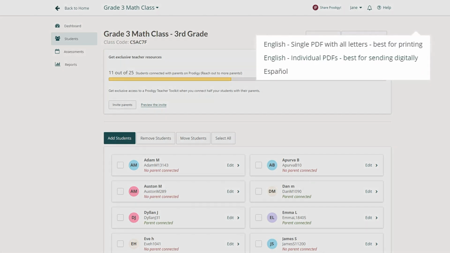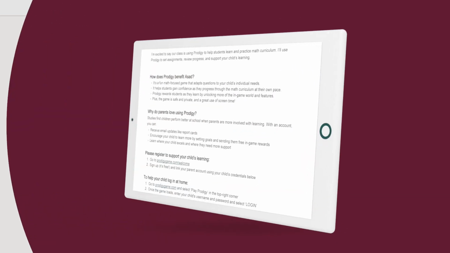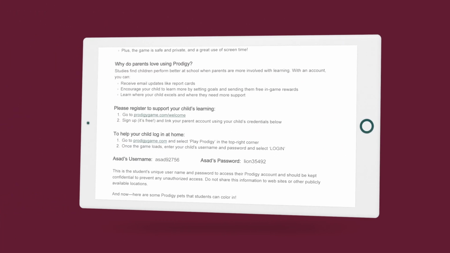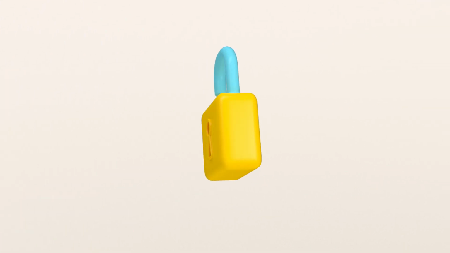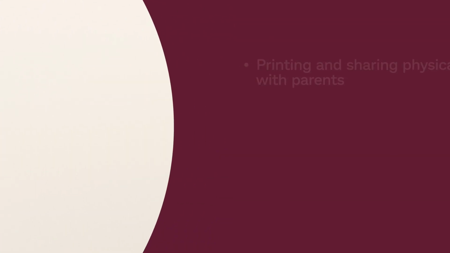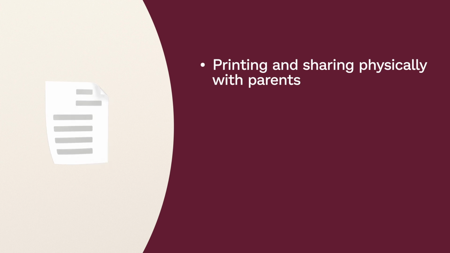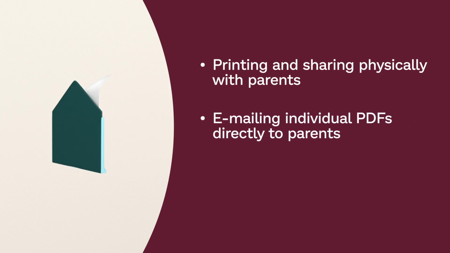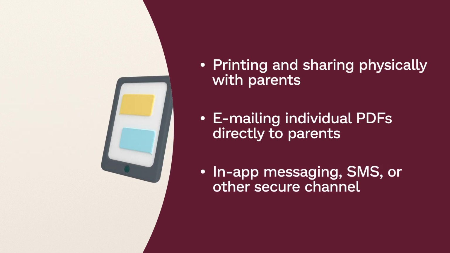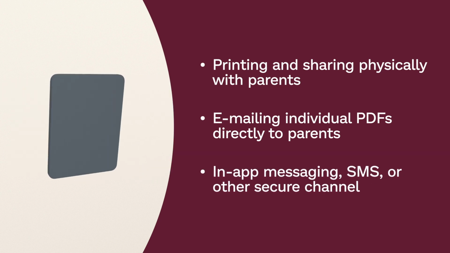You'll have two options to choose from: a single PDF that contains every letter, or a zip file with individual parent letters. Since these PDFs have private account information in them, once downloaded, we recommend sharing the letters securely, either by printing them and sharing them physically with parents, emailing individual PDFs to parents directly, or through a one-to-one secured digital channel, like in-app messaging.